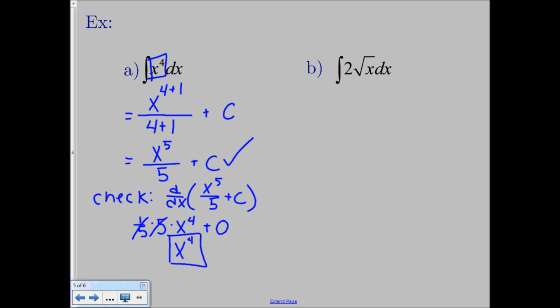So that's one really great thing about why you've been doing so much differentiation and working with derivatives so often, is now you can use all of that knowledge to check your integration skills, which is great.